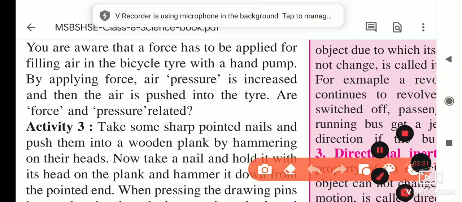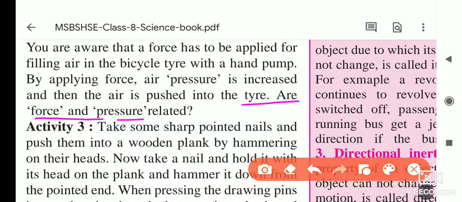Are force and pressure related? Yes. When we apply pressure and force, they are related to each other.